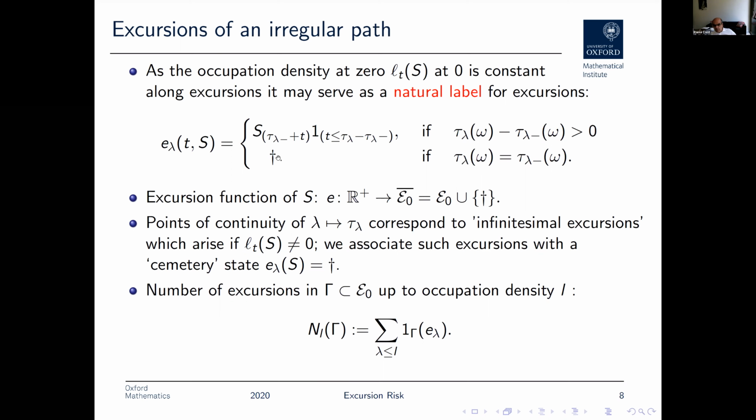So we will put them in a cemetery. We kill all these excursions and dump them in a cemetery. So we're not interested in these. We're only interested in finite excursions which go away from zero, really. And those correspond to discontinuities of this inverse local time tau.